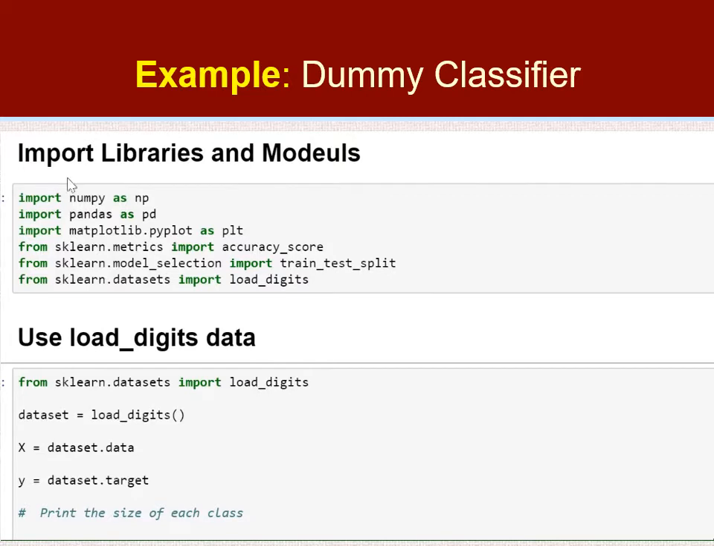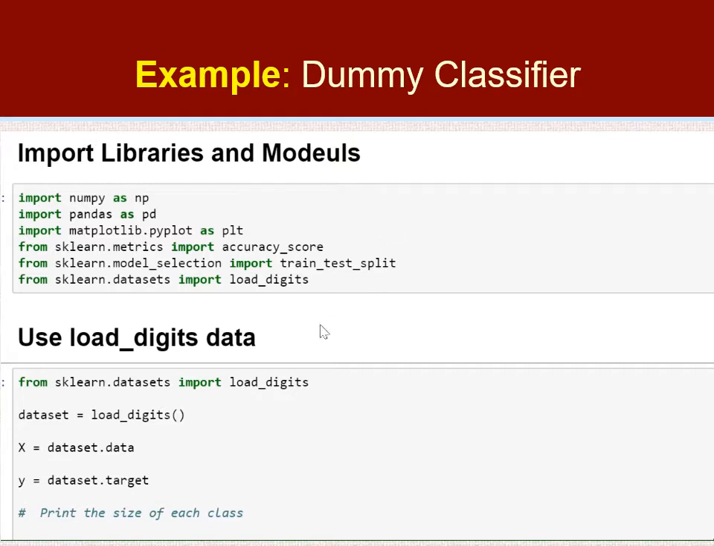We're always going to start with importing the libraries that we need. So we're going to import NumPy and Pandas. And from Matplotlib, we're going to import pyplot, and also accuracy score for evaluating the accuracy of our classification. And we're also going to import train_test_split for splitting our data into training and test data sets.